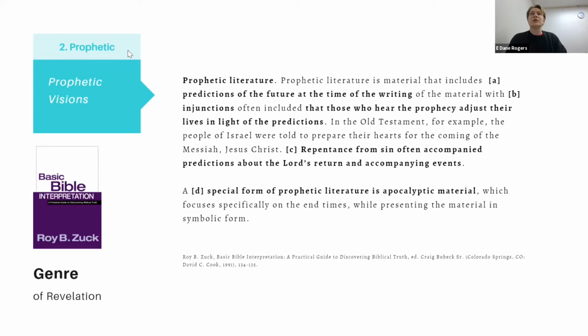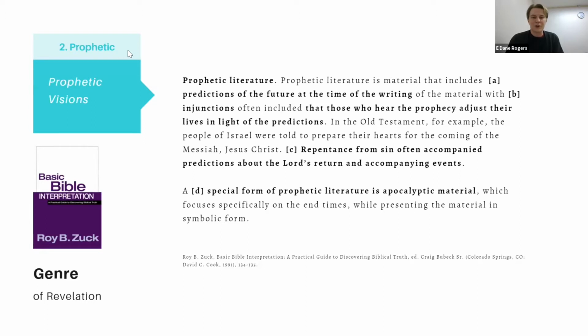Predictions of the future, injunctions often included that those who hear the prophecies adjust their lives in light of the predictions. In the Old Testament, for example, the people of Israel were told to prepare their hearts for the coming of the Messiah, Jesus Christ. So we're not just given information to satisfy our interests, but to guide us towards a deeper faith, to lead us to follow Christ in our day-to-day walk.